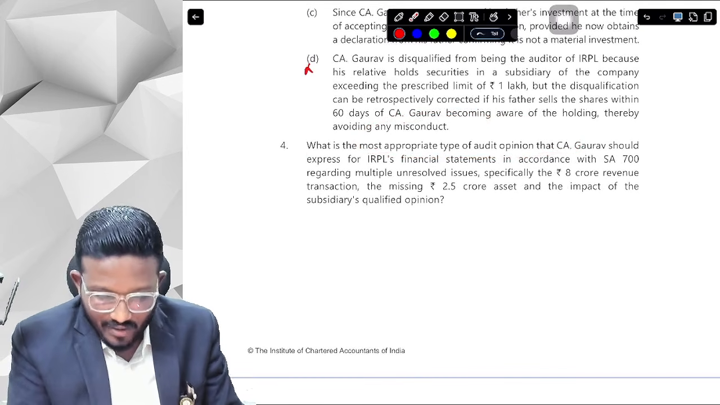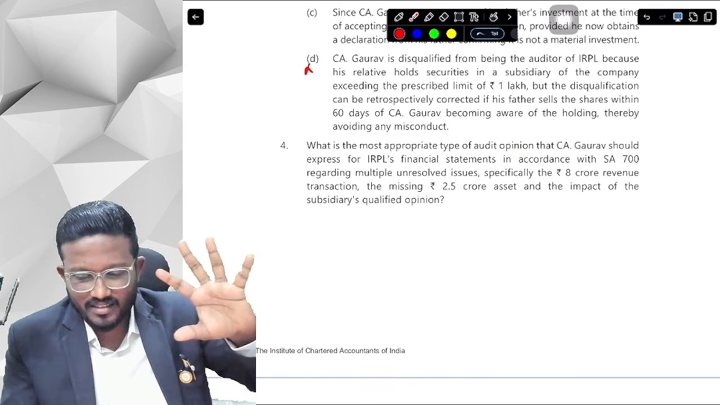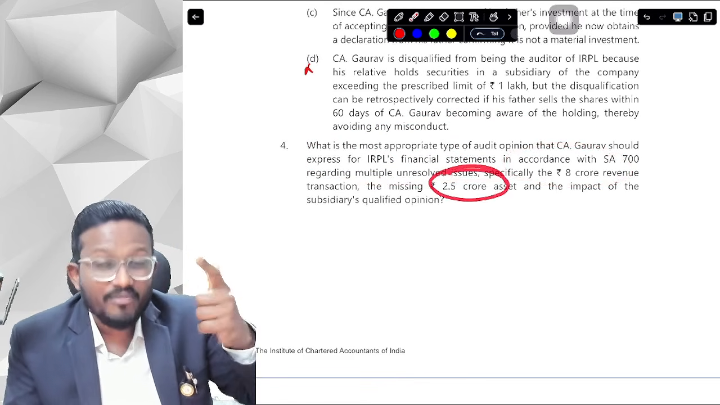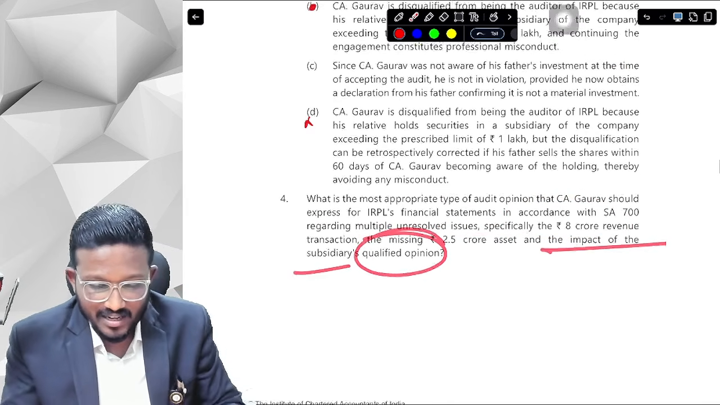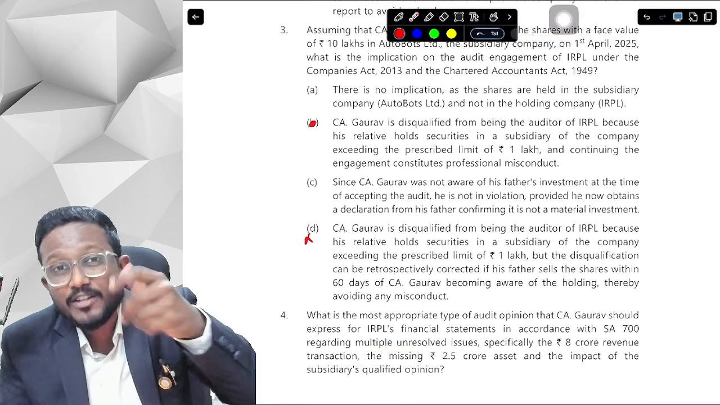As an auditor, we need to express an opinion on IRPL's financial statements while considering everything that we have already discussed regarding the 8 crore unresolved issues of revenue, regarding the 2.5 crore asset that is missing, and regarding the subsidiary's qualified opinion. There is a qualified opinion in this subsidiary as well. So what should we do, or which opinion should we issue?